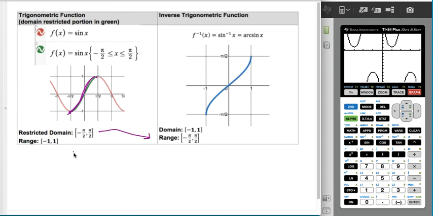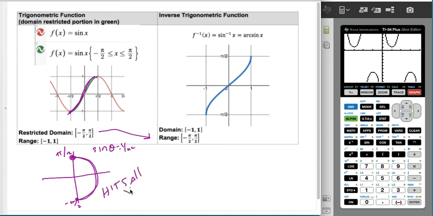Now, why does that make sense with the unit circle? Remember that sine is the y on the unit circle. So since sine of theta is the y on the unit circle, by starting at negative pi over 2 and going up until pi over 2, I've hit every possible y value. That's the reason it has to be that window. I have to hit every possible one, so this hits all of the y values on the unit circle.